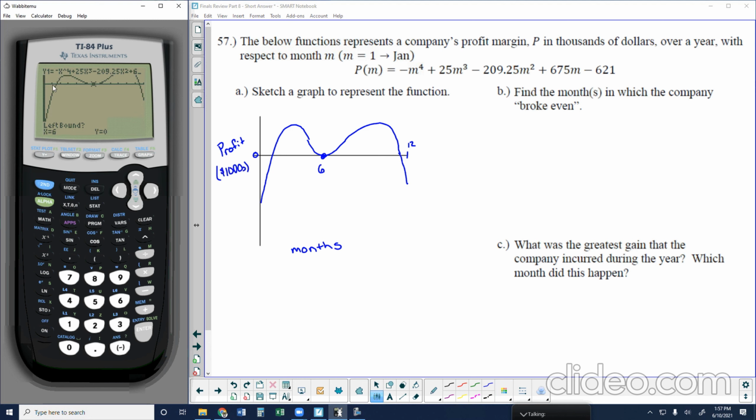It's going to ask me for a left bound, so I'm going to put in 1, because that's to the left of this zero, and hit enter. It's going to ask me for a right bound. I'm going to put in 2, because that's to the right of this zero, and hit enter. So this point would be at approximately 1.50. This is 60. And I'm going to do the same thing for my other zero.